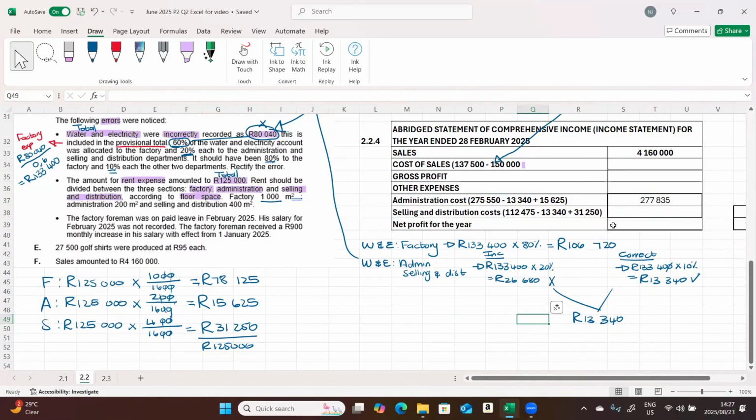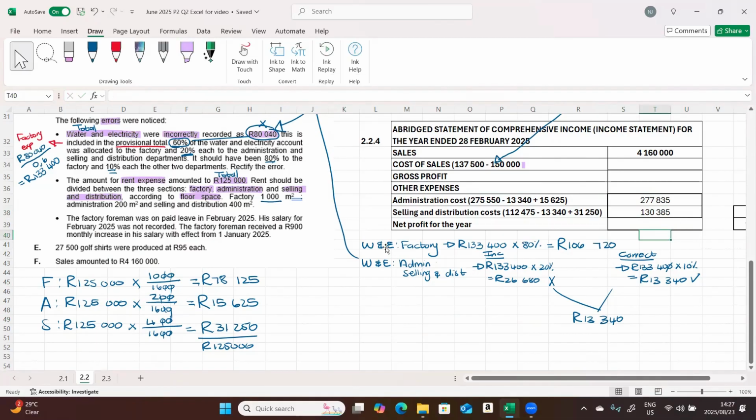112,475 plus 13,340 plus, what did I just do? Did I just plus? It's minus 13,340 and plus 31,250. That would give you 130,000. Let's just write that over there. So the total for selling and distribution costs is 130,385. Okay, guys, can you see?